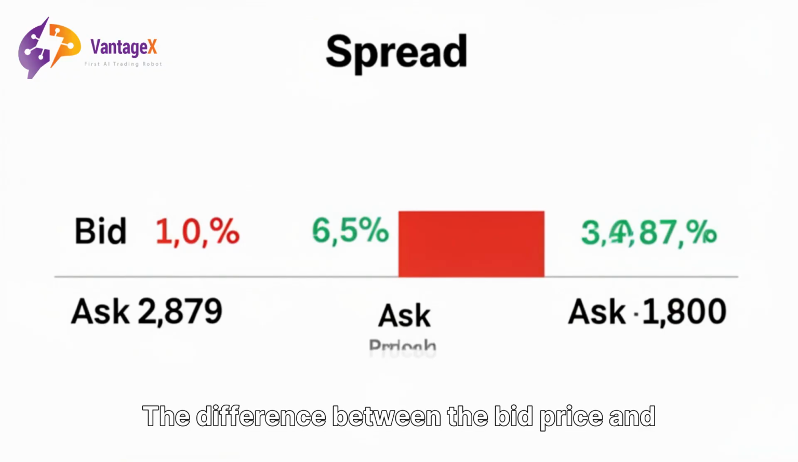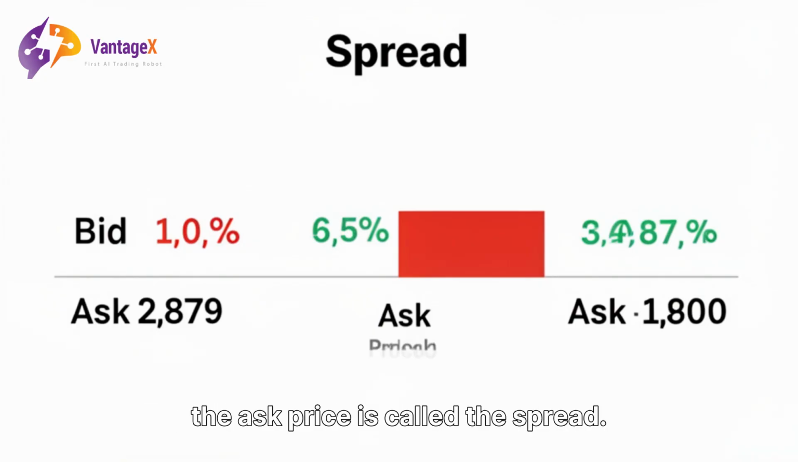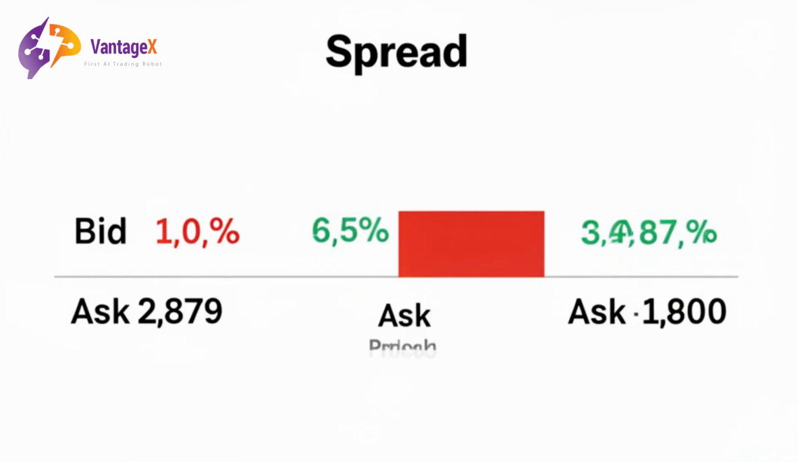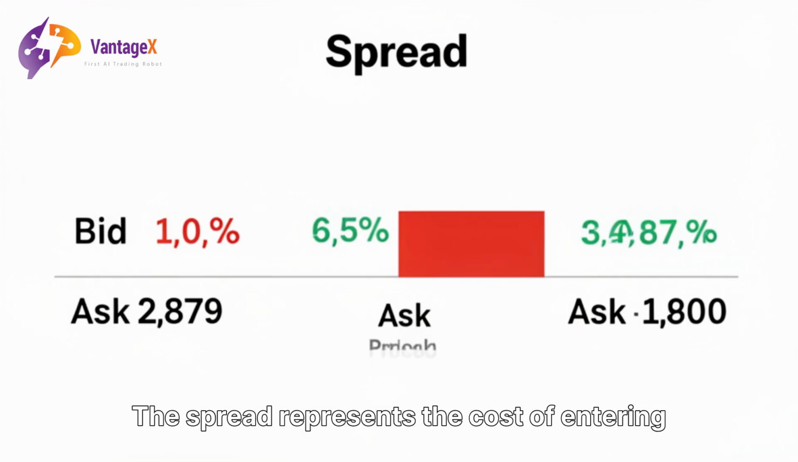The difference between the bid price and the ask price is called the spread. It is also known as the bid-ask spread. The spread represents the cost of entering a trade.